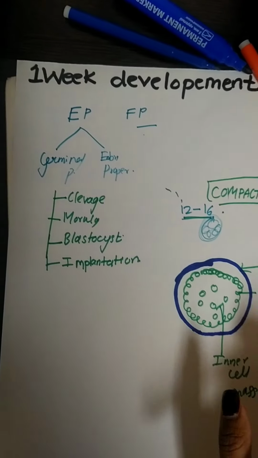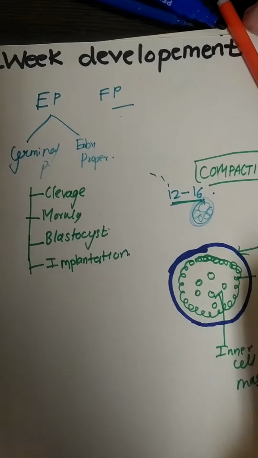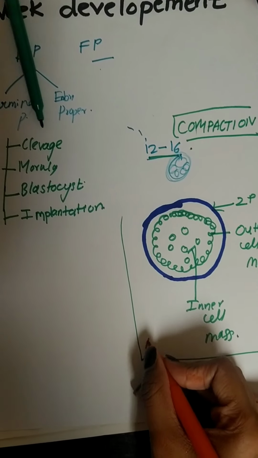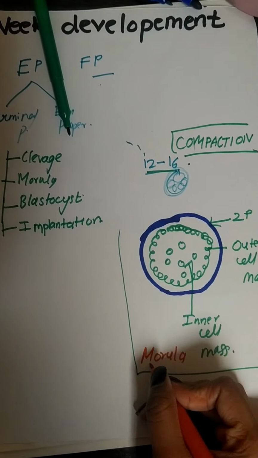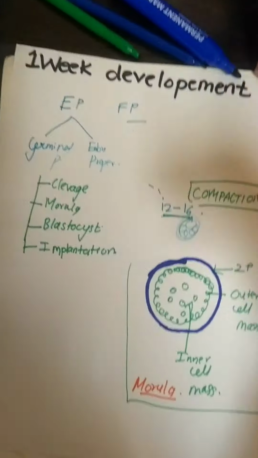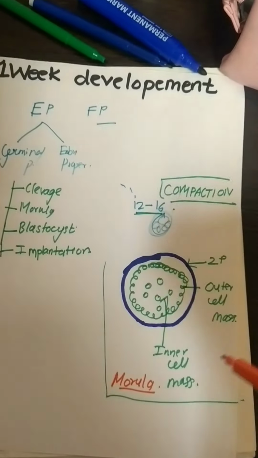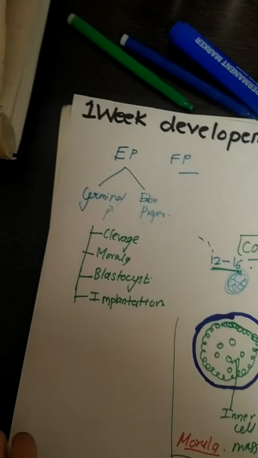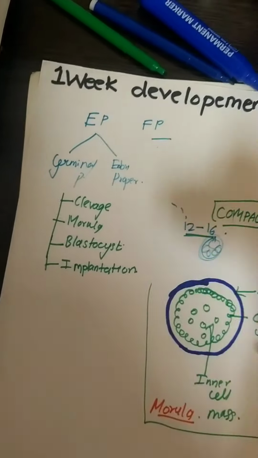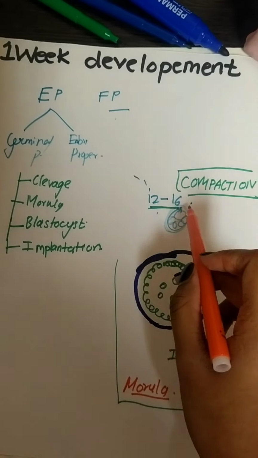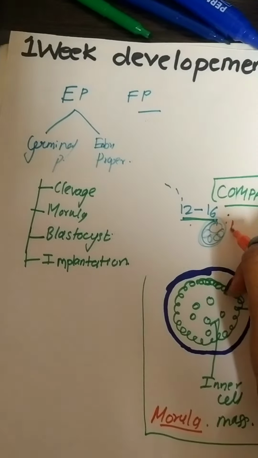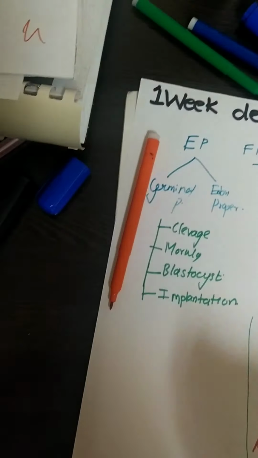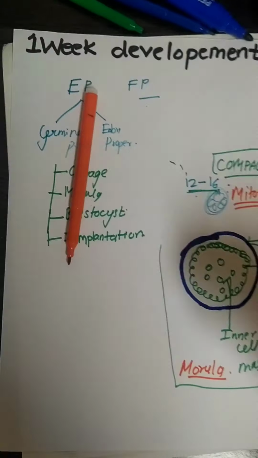This complete structure is what we call a morula. So what is the morula? It is your outer cell mass, your inner cell mass and the zona pellucida. As you know, this inner cell mass contains approximately 12 to 16 cells formed by mitotic division. This is very important. Now we'll see what happens next.